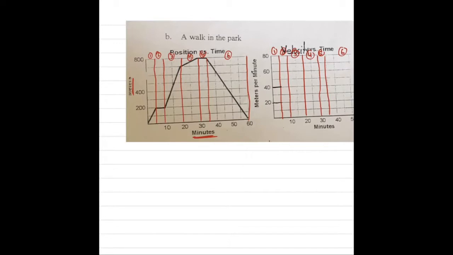Block number 2, we should know it by now. The person did not change their position from minute 5 to minute 10. What does that mean? 0 velocity, nothing on the velocity line.